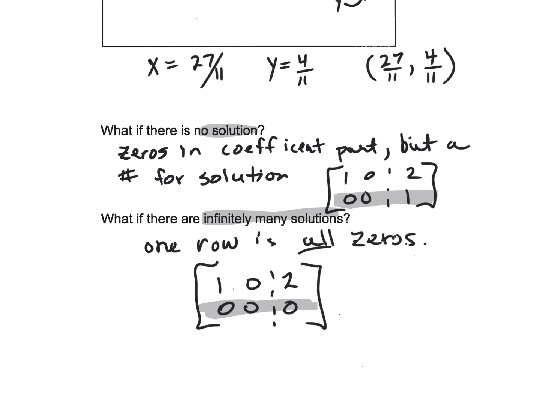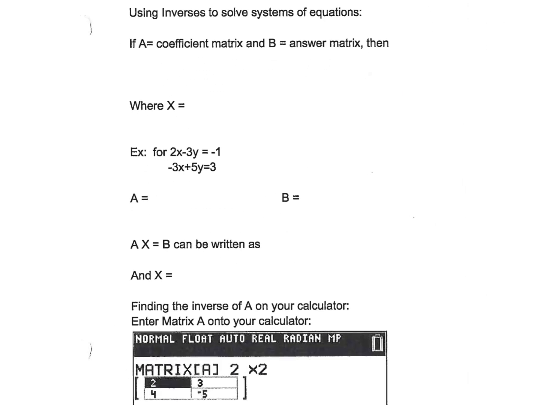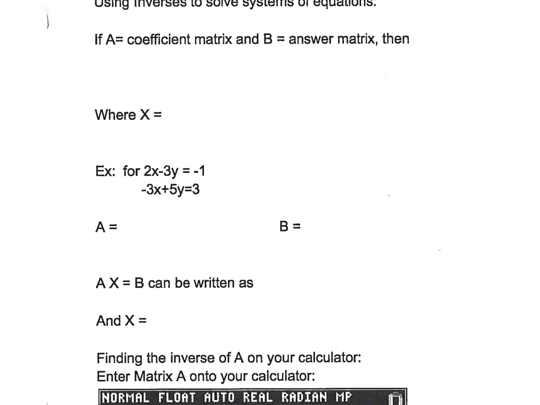However, the State Course of Study says I have to teach you how to solve it using an inverse. So if A is a coefficient matrix and B is an answer matrix, coefficients, of course, are the numbers here. This would be the coefficient part, and this right here would be the answer part. Get it? So here's what happens. It would look like this.